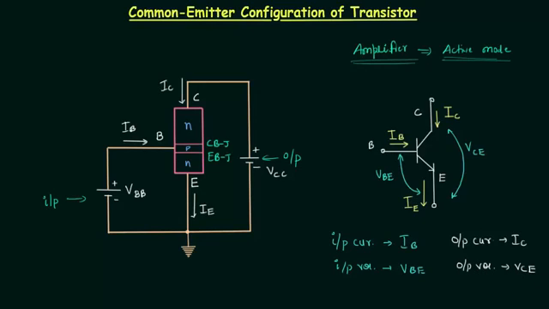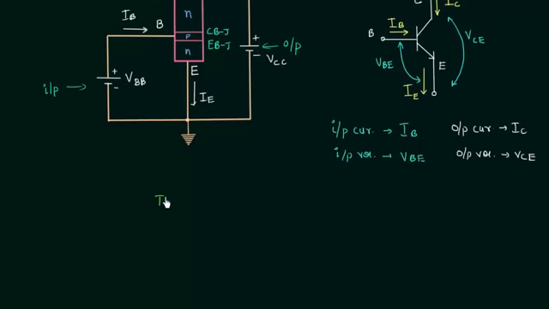And we already know the emitter current IE is equal to IC plus IB, and the collector current IC is equal to alpha times IE plus ICBO. This is equation number 1 and this is equation number 2. These two relations are true for every transistor connections.